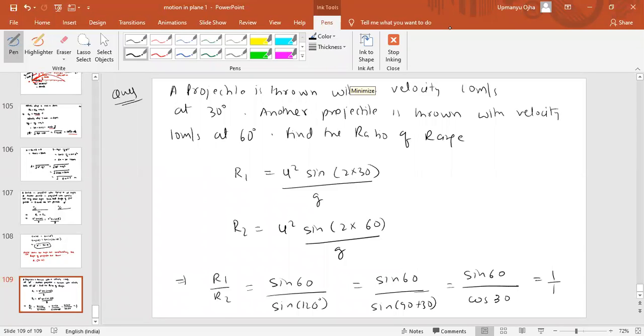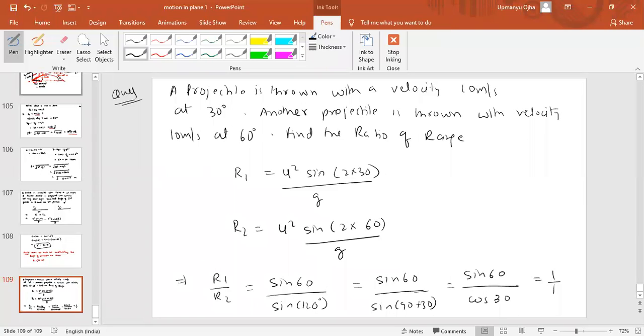Okay, fine. So you can see here by a formula I have proved that. Otherwise, you can simply prove that. And they have asked this type of problem at least 3 times in the NEET exam. They have given like 60, 30 degree, or they can give you complementary angles.